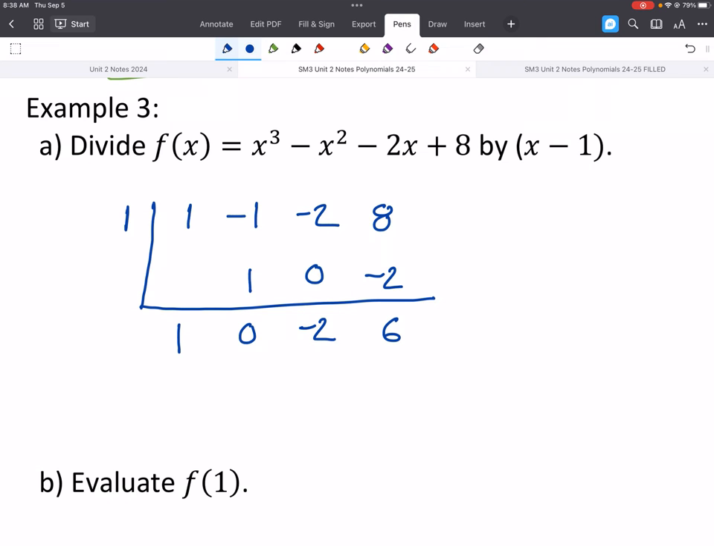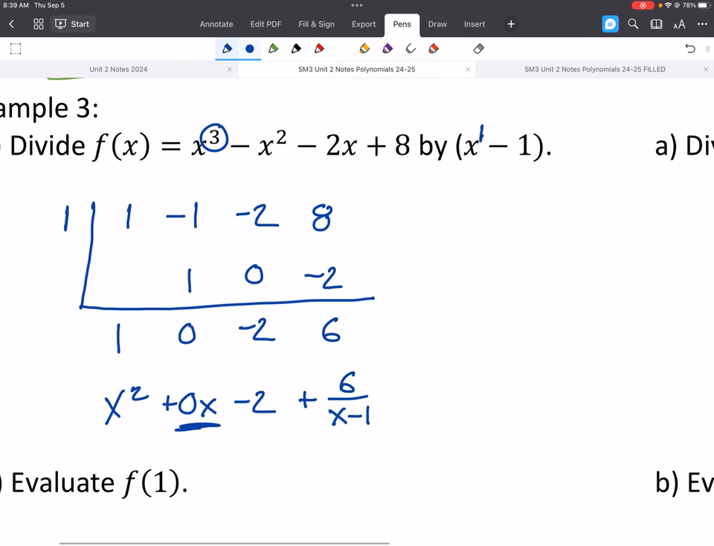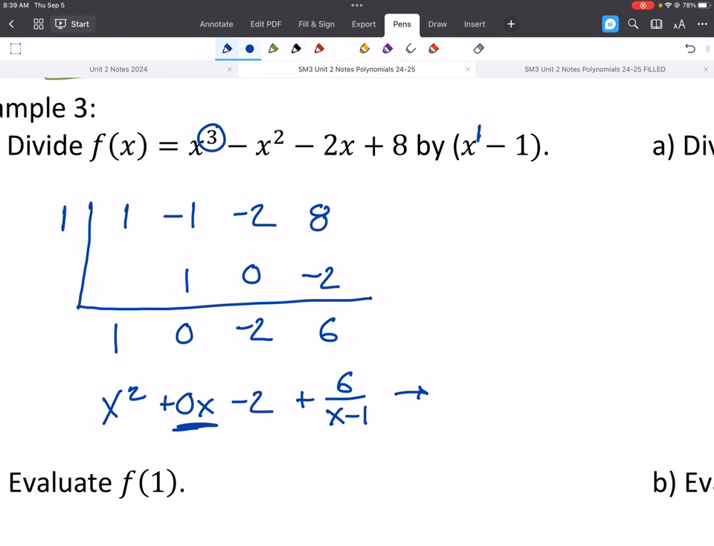We had a cubic divided by a linear, so that will give us a quadratic: x squared plus 0x minus 2 plus the remainder, which would be 6 over x minus 1. Again, if you have a zero term, just don't write it. So I'm going to rewrite that over here: x squared minus 2 plus the remainder.